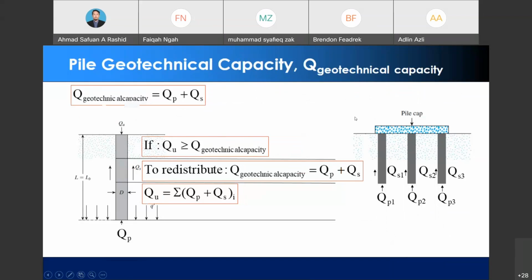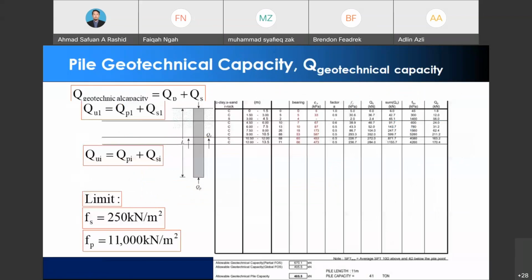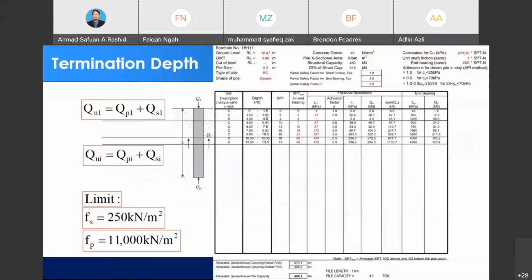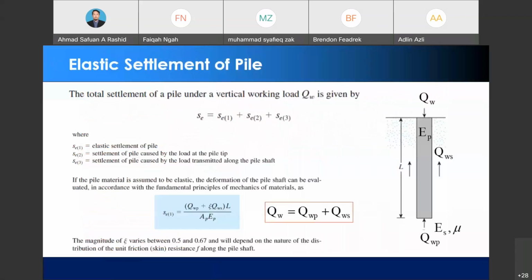Your calculation, in table form, for example like this, is to explain the capacity of each layer of soil. So this is for the settlement. Previously there was no settlement calculation for piles. So you can look at this equation to determine the settlement of the pile, for a single pile. So that is the formula.